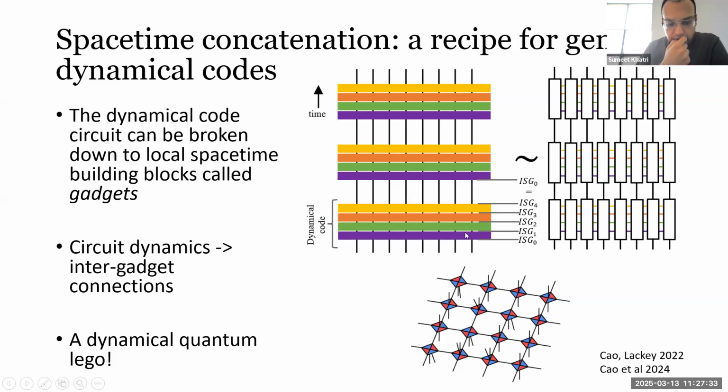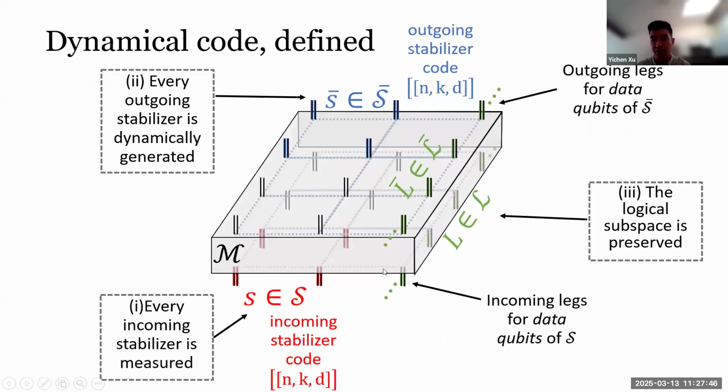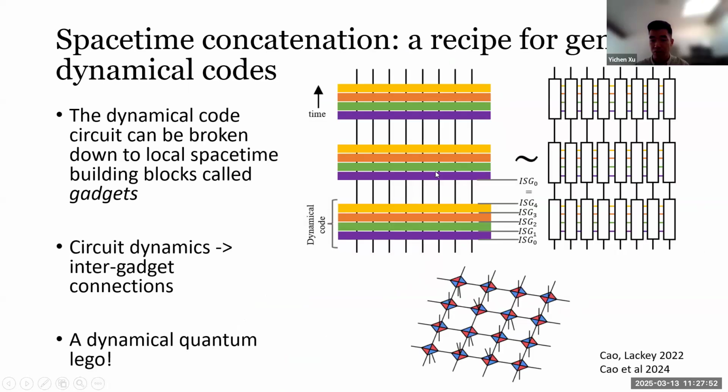Okay, so they can be different. Some dynamics in the purple layer, and then the stabilizer group might change. And you do this for the green layer, things might change. But eventually, if you complete the entire dynamical code, you complete this entire box here. If you complete this entire box, you will stop at some stabilizer code, which is ISG4 in this case. So ISG0 and ISG4 are literally S and S bar in the previous slide.